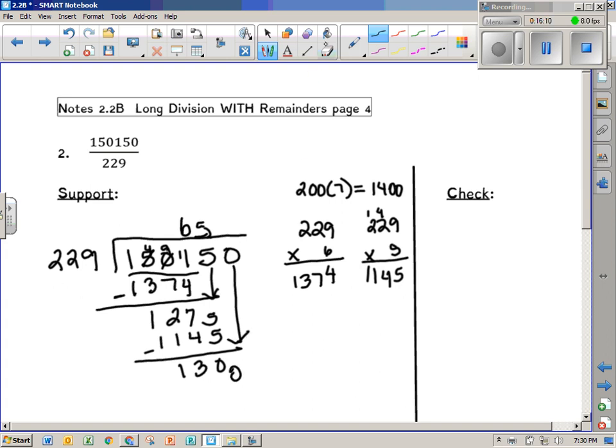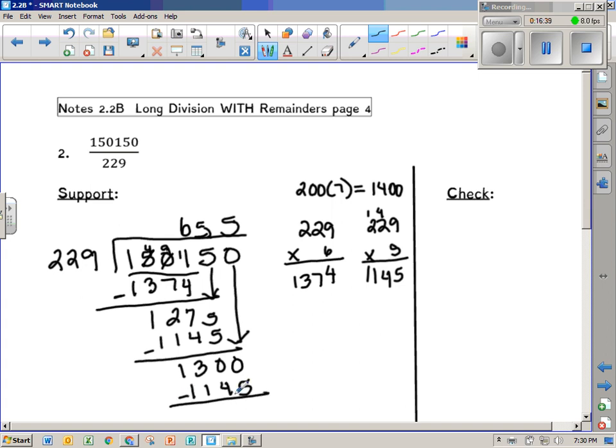Oh, that looks terrible, doesn't it? Sorry, let me erase that. Try to make that look a little bit better. There we go. And then into 1300. Well, we've already seen over here that when you multiply times 6, you get a little over, so it's going to be another 5. So 5, and that again is 1145.